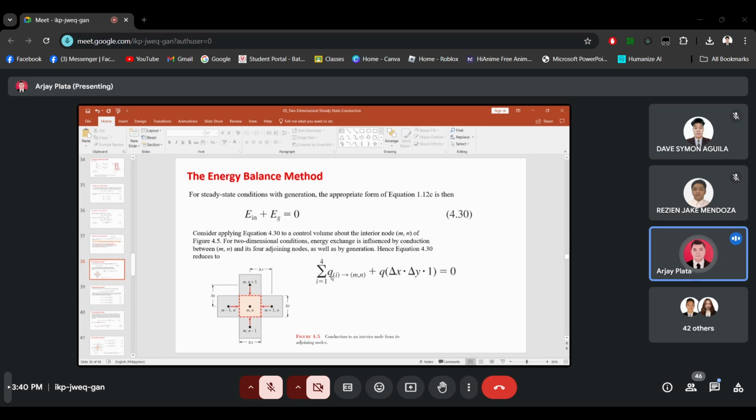So that's our equation: the summation of Qmn plus q delta x times delta y times 1. But delta x is also equivalent to delta y, so we have q delta x squared times 1 equals 0. That's our equation.